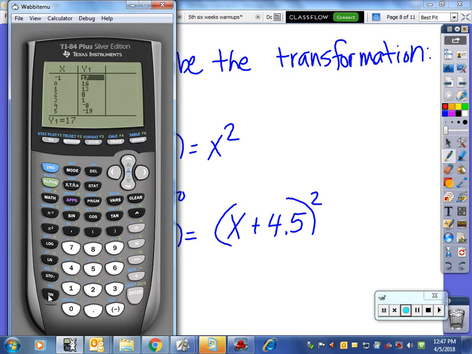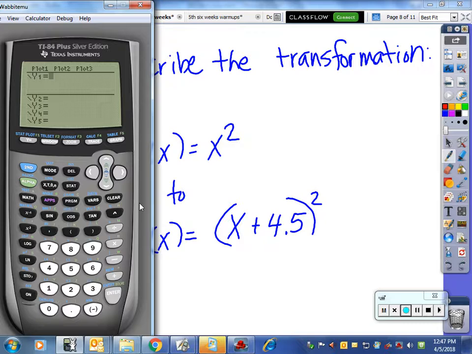Okay, if you're not sure what it does, let's put both of them in there. Y equals x squared is the parent function. You should know about y equals x squared. Now, look what they changed it to, and you got to do exactly what they did. They changed it to x plus 4.5 in parentheses, that's important, squared, and let's see what happens.